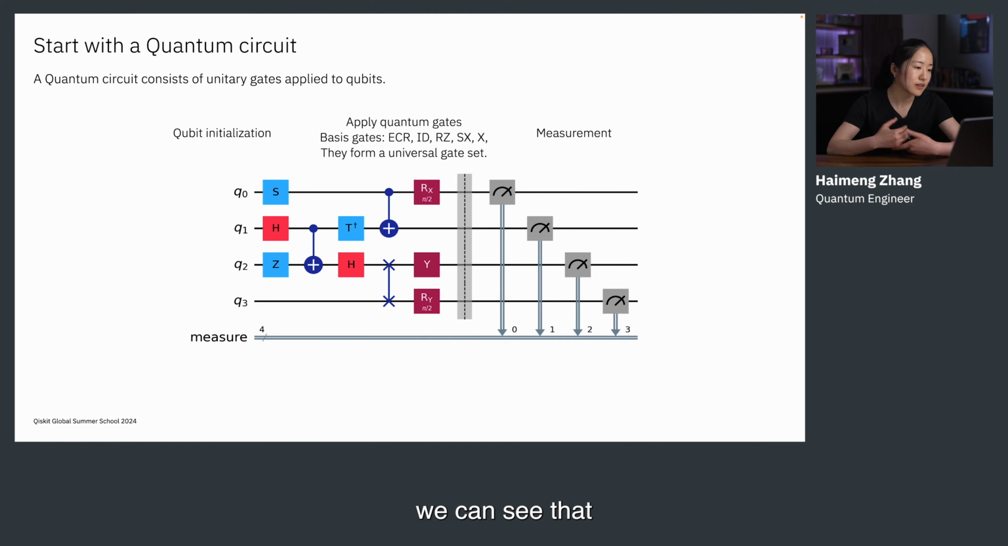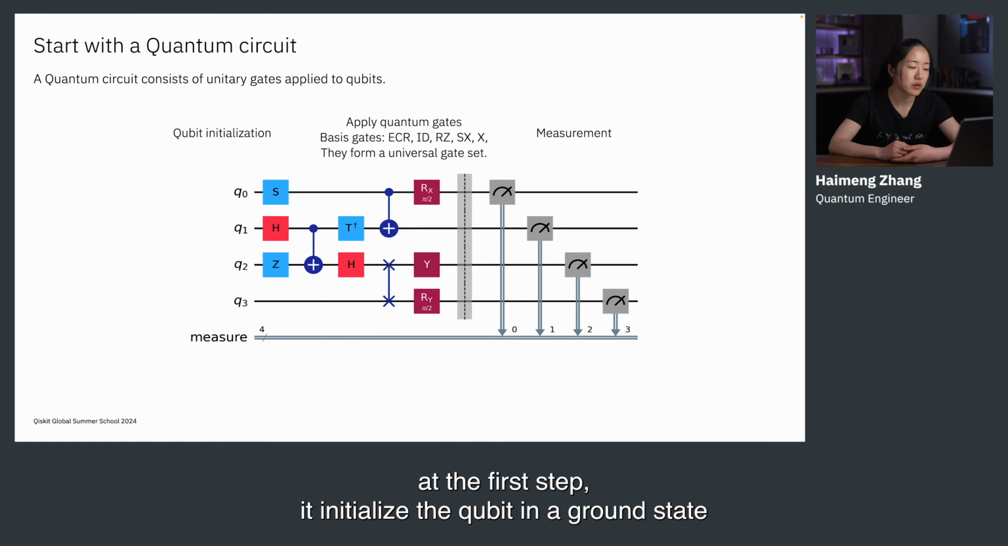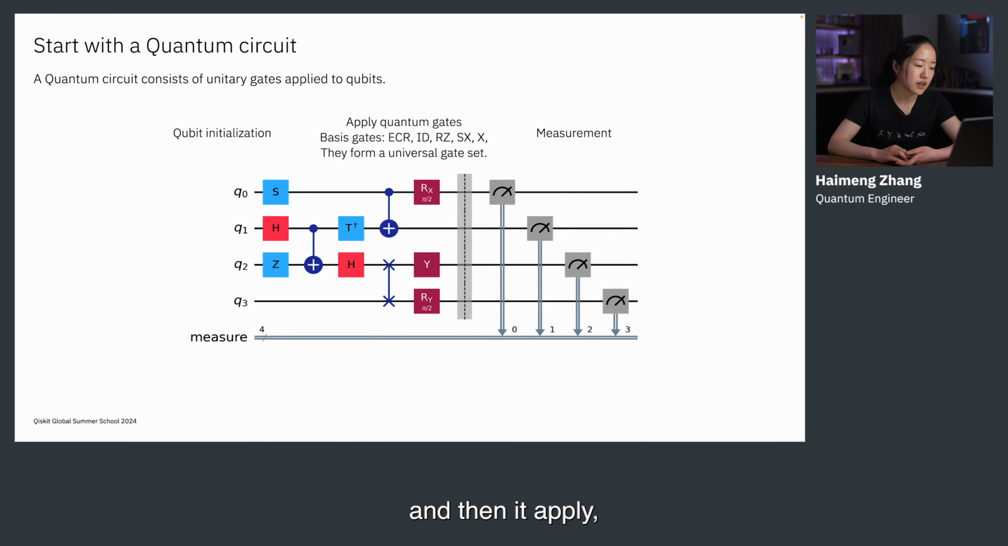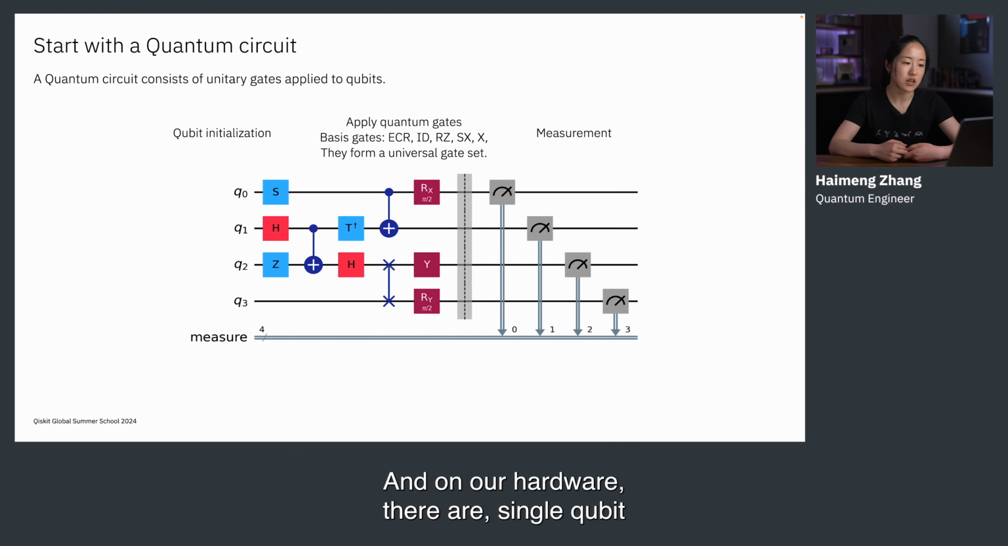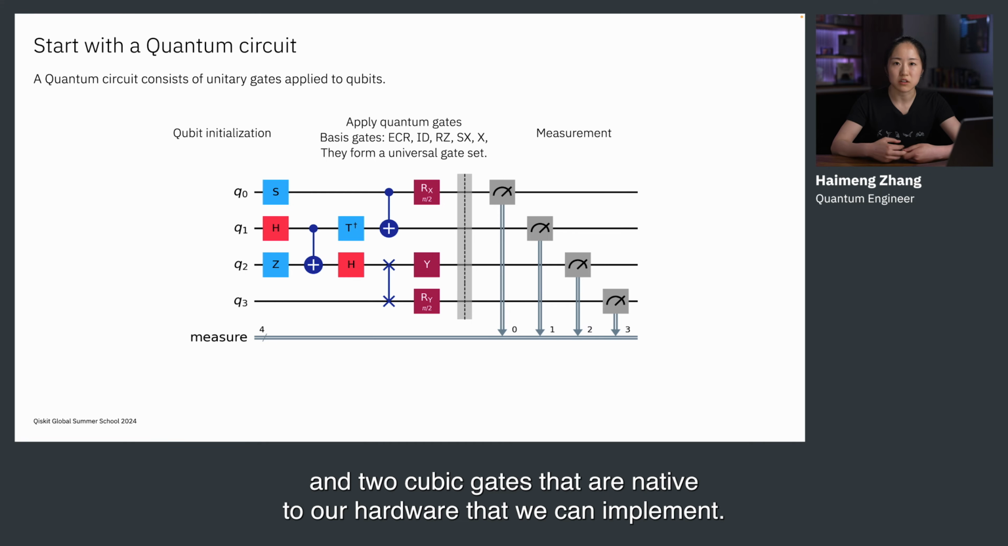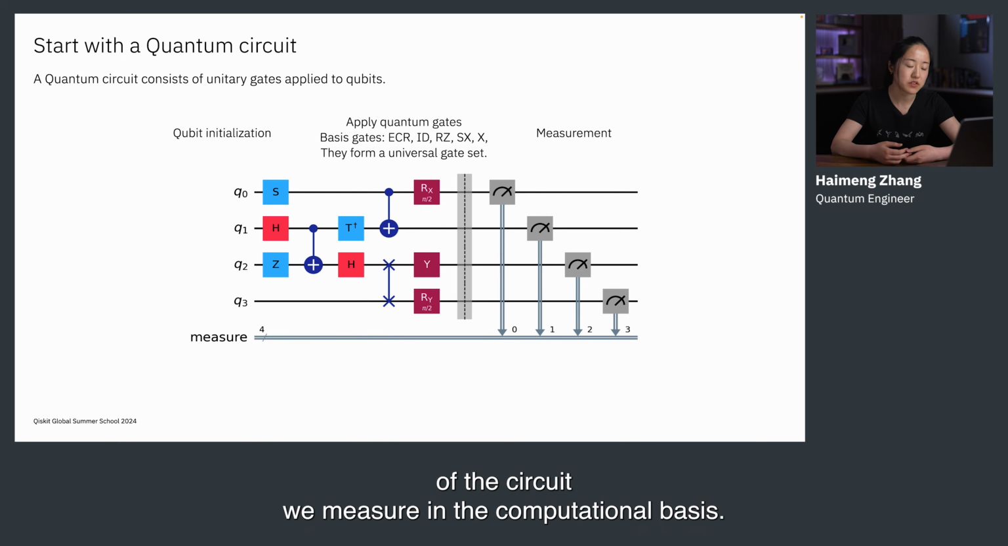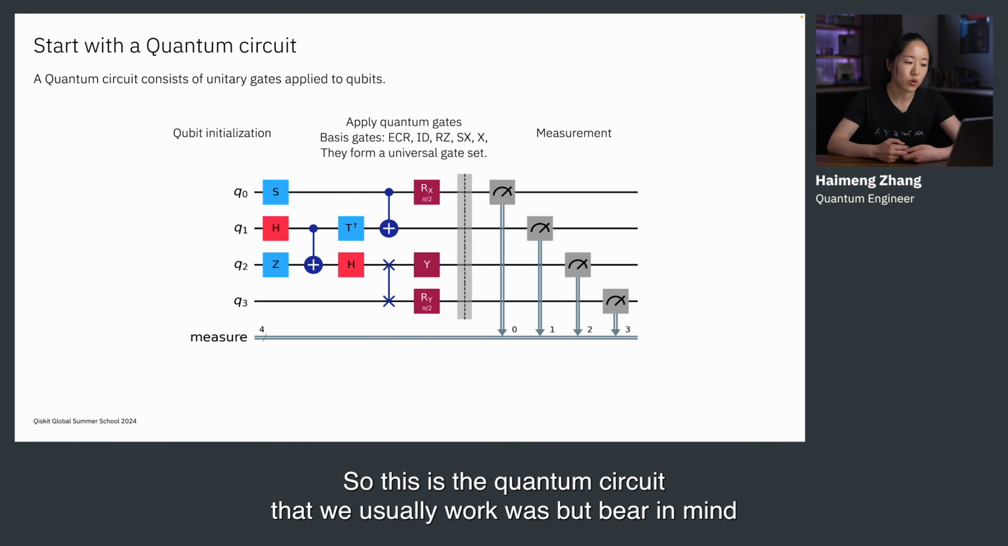We can see that at the first step, it initializes the qubits in the ground state, and then it applies a bunch of quantum operations. Over here, those are quantum gates, usually described by unitary matrices. On our hardware, there are single-qubit and 2-qubit gates that are native to our hardware that we can implement. And at the end of the circuit, we measure in the computational basis. So this is the quantum circuit that we usually work with.